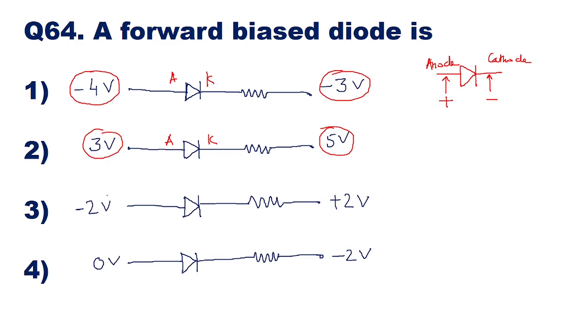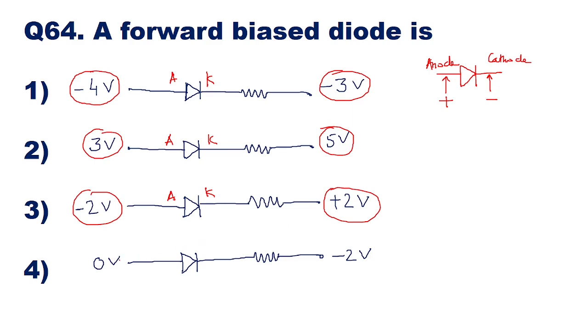If you see the third case, the voltage applied at the anode of the diode is minus 2 volt and the voltage applied at the cathode of the diode is plus 2 volt. So minus 2 volt is less than plus 2 volt. Again, here the diode is not forward biased.